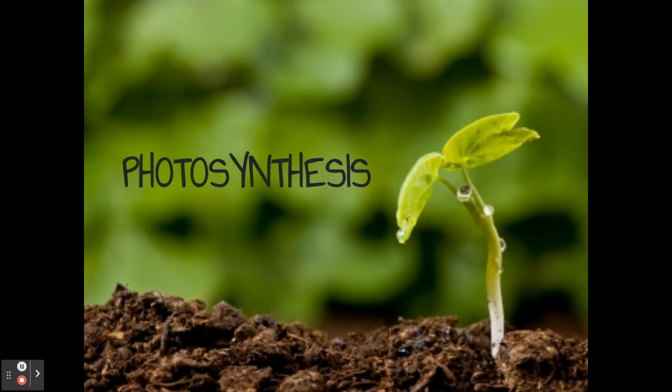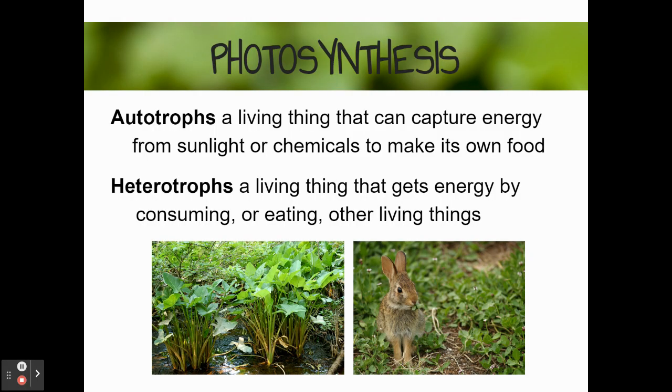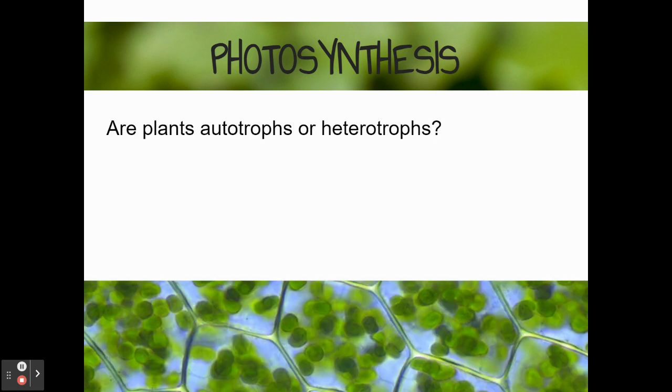Today, we are going to be focusing on the topic of photosynthesis. There are two vocab words that we need to make sure we know: autotrophs and heterotrophs. Autotrophs are living things that are able to make their own food using either sunlight or chemicals. Heterotrophs, on the other hand, are not able to make their own food, therefore they have to consume other living things to have their energy.